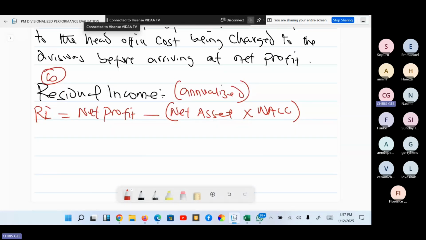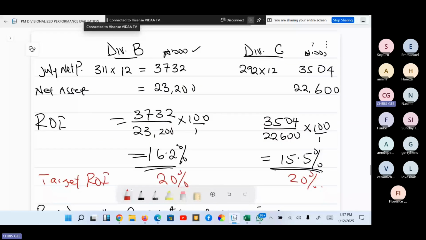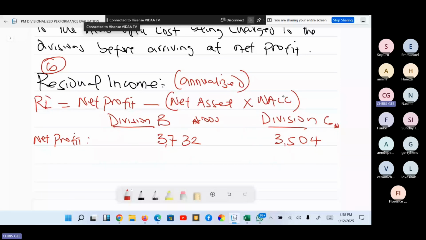This is division B, and this is division C. First, let's get their net profit. We already analyzed this net profit from here, same figure. Is that not 3732? 3732, and this one is how much? 3504, right? 3504. Remember, figures in thousands, figures in thousands.